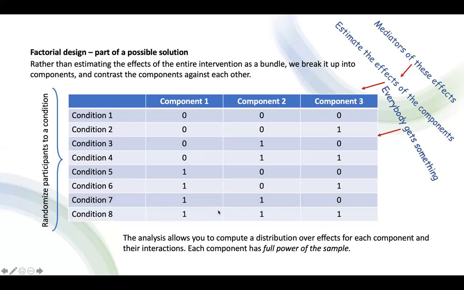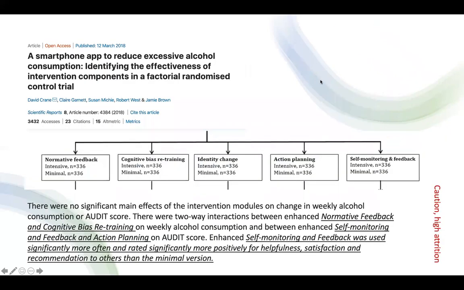Okay, there have been trials that have used factorial designs. This is one. Claire couldn't be here. She was supposed to be here and talk a little bit about her trial. So I'm going to say a few negative things about her trial and she's not here to defend herself. I don't think she's joined.